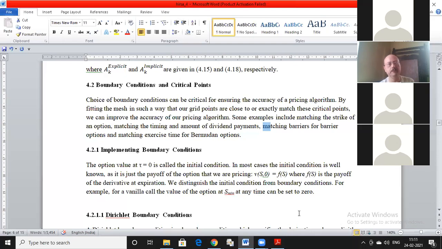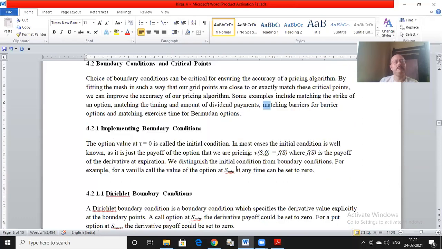Yes, sir. So now what we will discuss is essentially how to achieve this. So these are strategic things. Strategic in the sense that I am going to select my grid in such a way so that I achieve my goal. So we will start a discussion of implementing boundary conditions, where the first strategy is the Dirichlet boundary condition strategy.